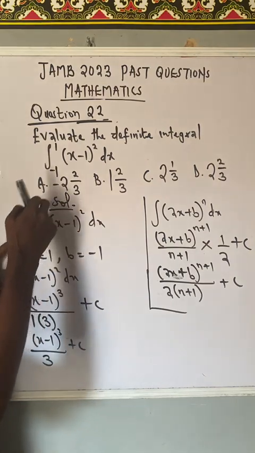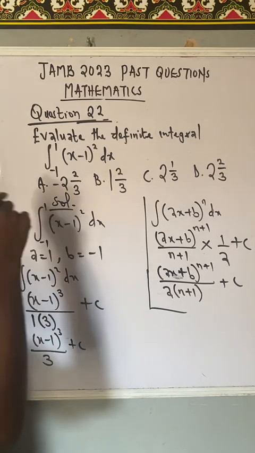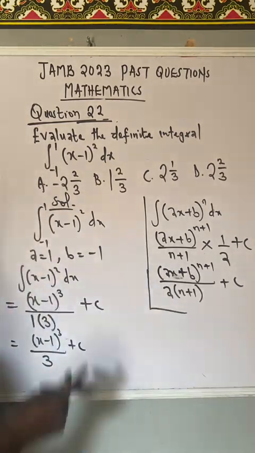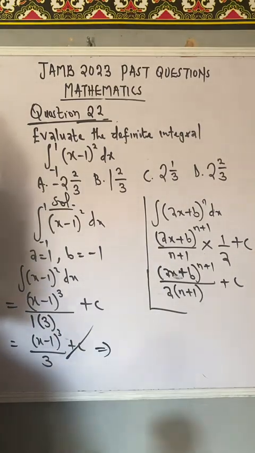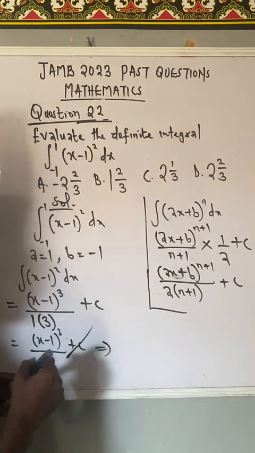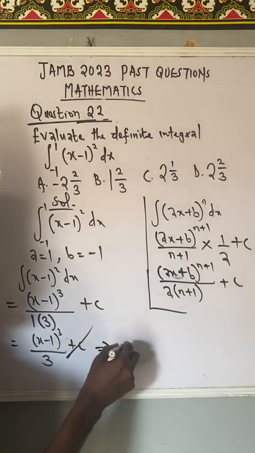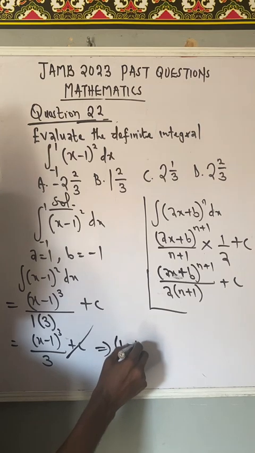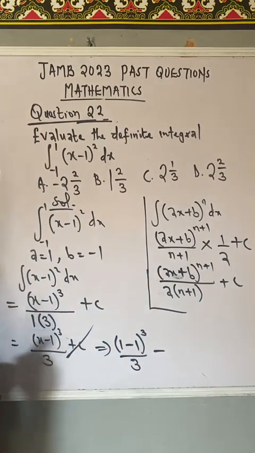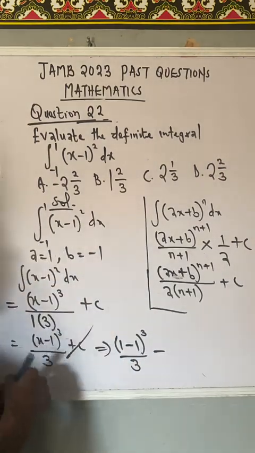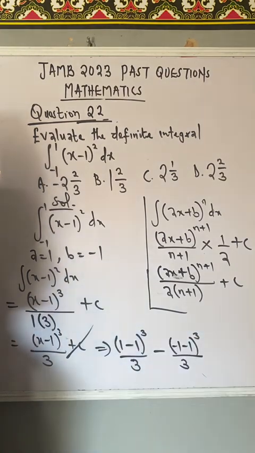Now, because this one is a definite integral, we have to substitute our limits. This is called the lower limit, while this is called the upper limit. When dealing with a definite integral, we may neglect the constant. It will later cancel out. Now, from here, I'll first substitute the upper limit. Wherever I see x, I'll put 1. So for the upper limit, I will have (1 minus 1) raised to the power of 3, all divided by 3. Now, for the lower limit, I will substitute minus 1. Anywhere I see x, that's minus 1, all raised to the power of 3 divided by 3.